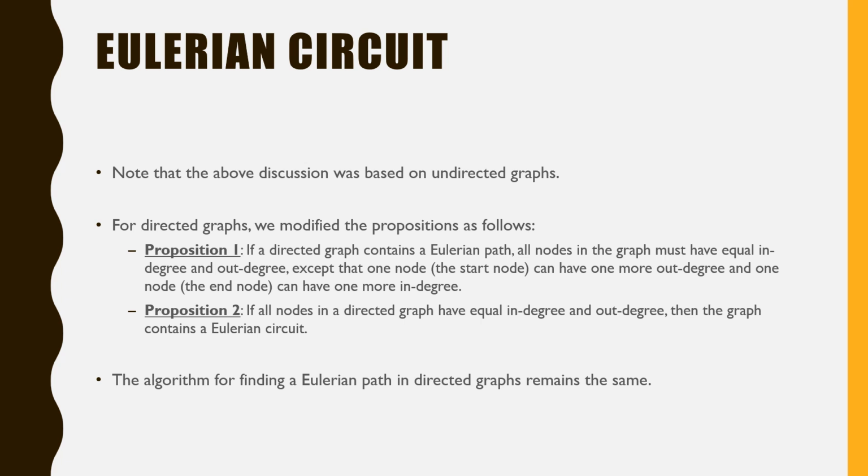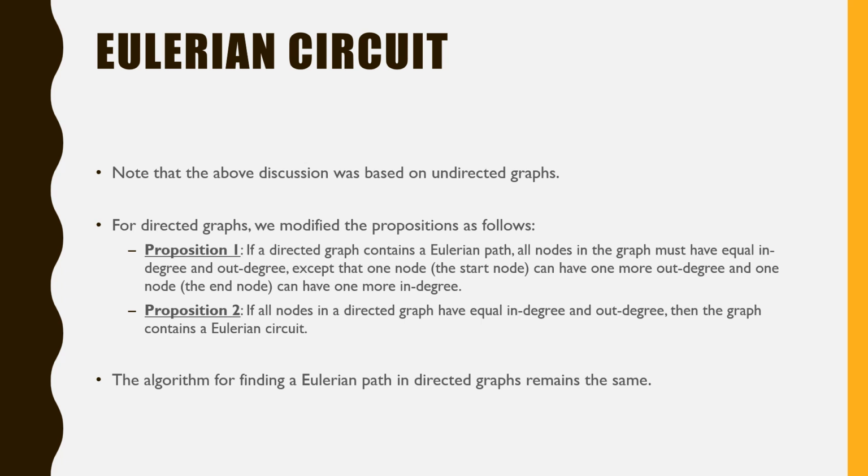Proposition 1. If a directed graph contains a Eulerian path, all nodes must have equal in-degree and out-degree, except for one start node, which has one more out-degree, and one end node, which has one more in-degree. Proposition 2. If all nodes in the directed graph have equal in-degree and out-degree, then the graph contains a Eulerian circuit.